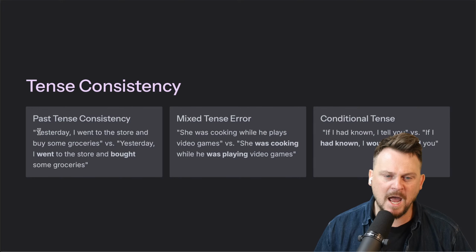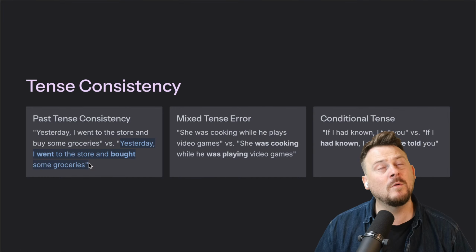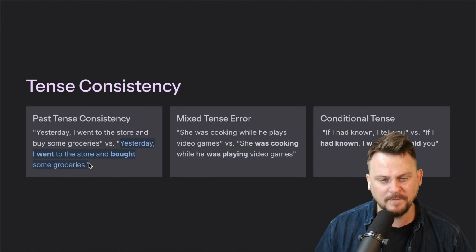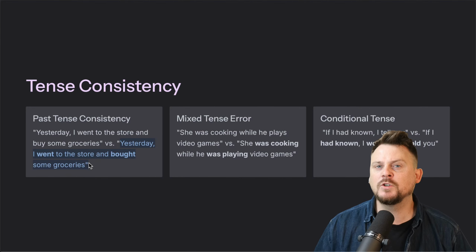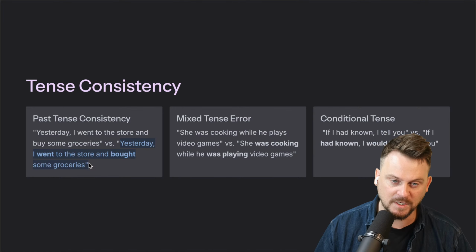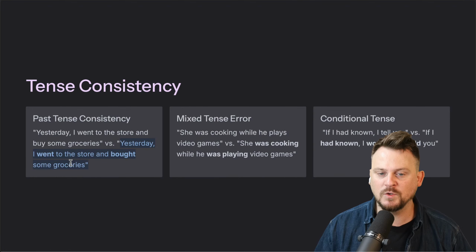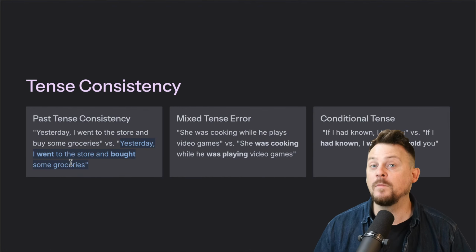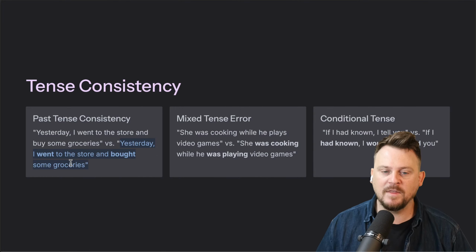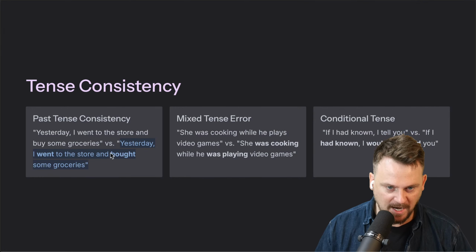Okay, yesterday I went to the store and buy some groceries. Yesterday I went to the store and bought some groceries. I heard that only the first verb needs to be in the past. Is that right? No. It's two separate actions, although done by the same person, I. If you made it two sentences, it would be easy. I went to the store. I bought some groceries. It's the same. We're just sticking it together into one sentence with and, right? So the second one is correct.